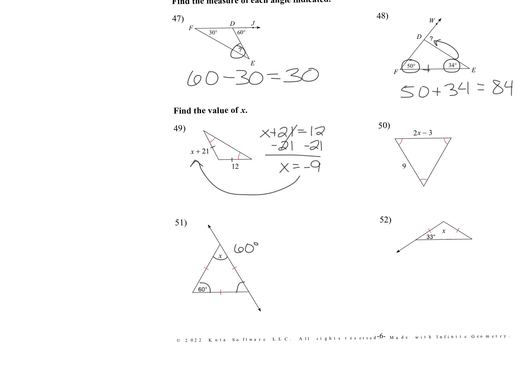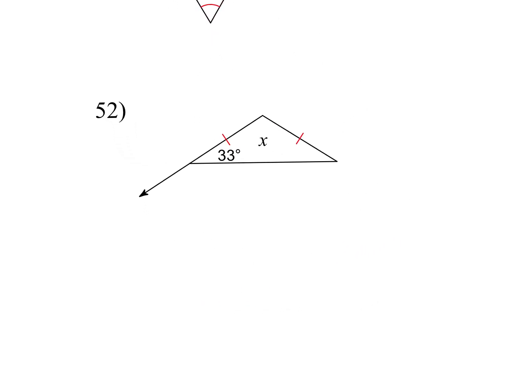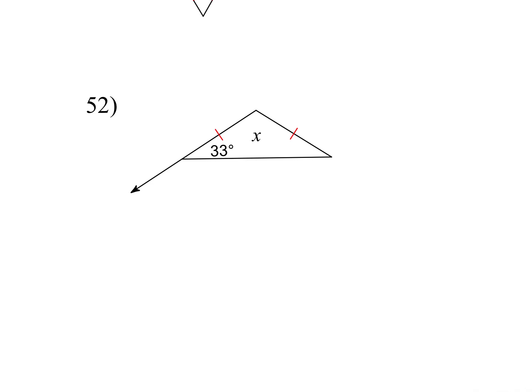Any questions on this page? Oh, this is just the pattern. All right. What information does it give us on 52? It gives us the 33, and it gives us the sides are the same. If the sides are the same, that's an isosceles triangle. 33 plus 33 equals 66. This angle right here is the same as this angle over here. So this angle right here would be 33.